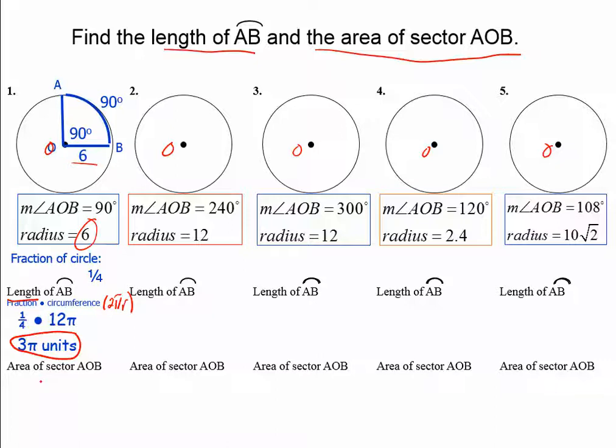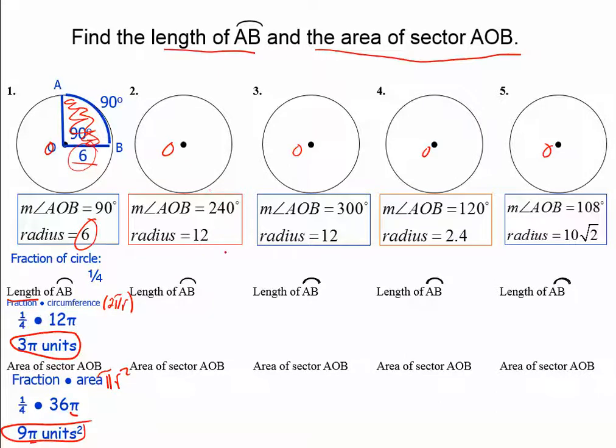Now, if we do the area of that sector, it's the same fractional part. It's still 1/4 of the circle, but this time we want this whole area. So we've got to multiply that 1/4 times our area formula, which is pi r squared. Don't get circumference and area formulas mixed up. So 1/4 pi r squared, we've got to take this radius and square it. What is 6 times itself? 6 times 6 is 36. What's 1/4 of 36? 9. Again, leave the pi in your answer here. And box it in. Okay, so let's go on to this one.